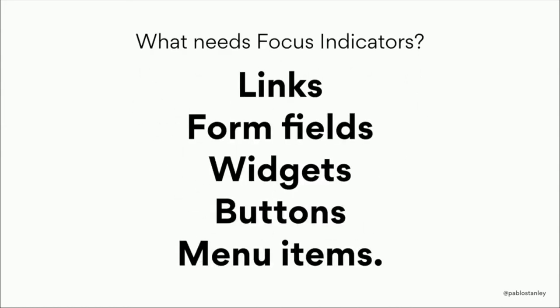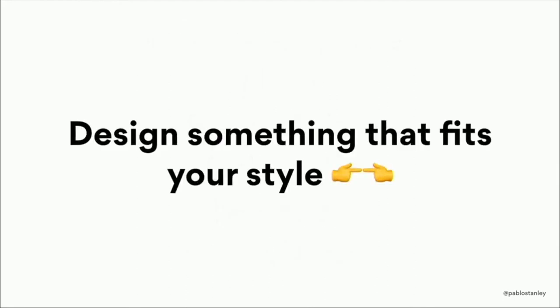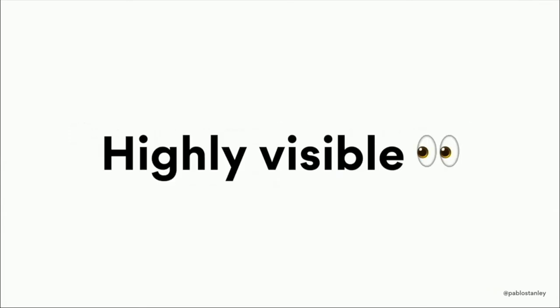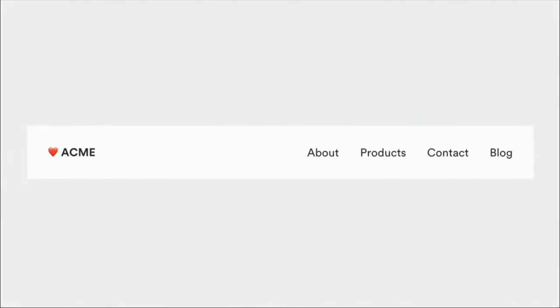So what needs focus indicators are the things that you interact with, which are links, form fields, widgets, buttons, menu items. And you can also design something that fits your style and uses your color palette. But at the end of the day, you want it to be highly visible from the rest of the content, because it's telling you, you are here and this is what you're going to do. So for example, here we can just add an outline or hard shadow to our links and buttons. That's a default, but if we want to make it more aligned with our brand, let's say, why not do something like that?